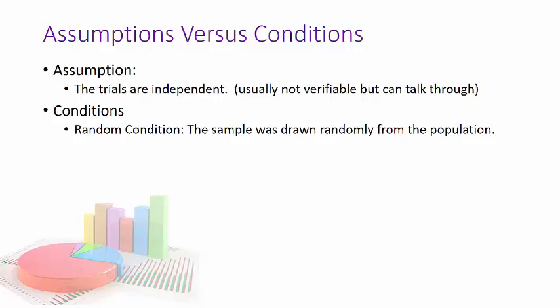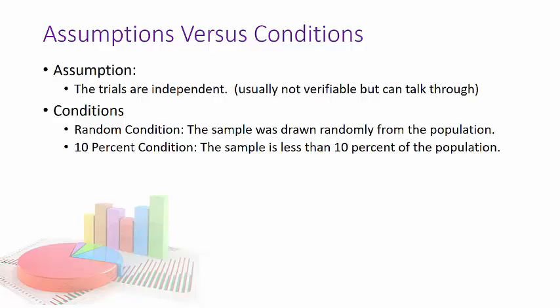So we've got the random condition, which you're always going to be mentioning when you do your free response. So you're going to say the sample was drawn randomly from the population. We have to take that as a condition. The 10% condition: if we're using binomial distribution or geometric distribution, we have to say the sample is less than 10% of the population.